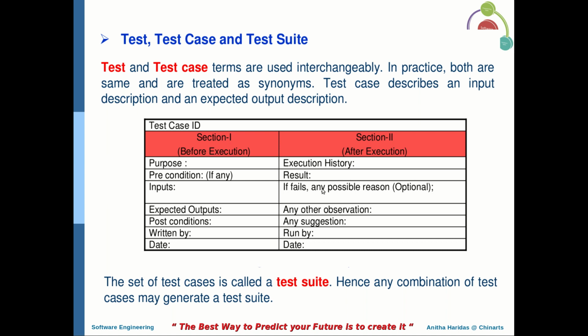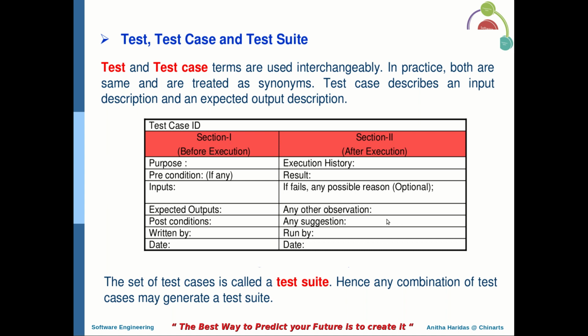If the process fails, if the function fails, any possible reason that you guess can be mentioned, but this is optional, because as a tester you may not understand what may be the cause of error. If you don't understand, you need not write. Otherwise, if you have any guess about the reason for the error, then that can be mentioned here. Then any other observation by the tester can also be mentioned here. And if you have any suggestions, the tester can suggest to the developer.